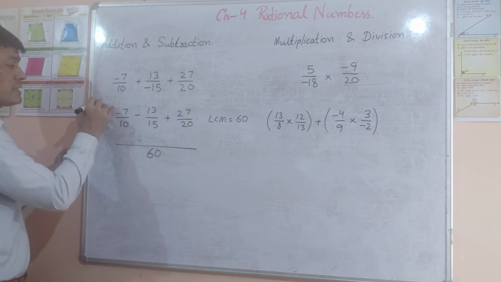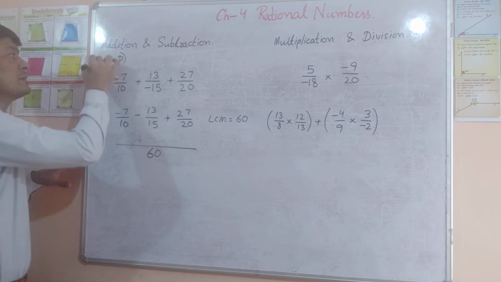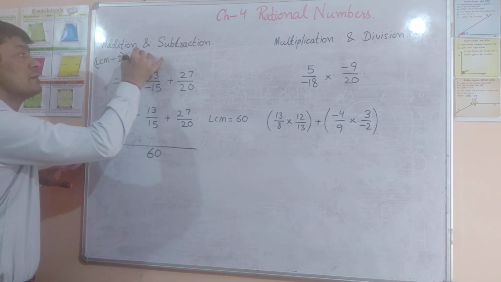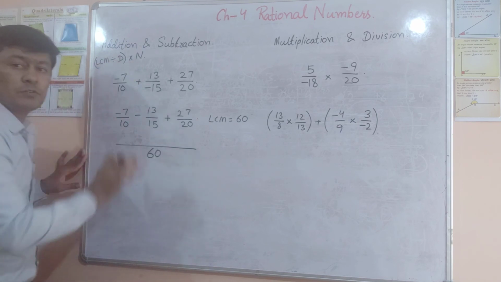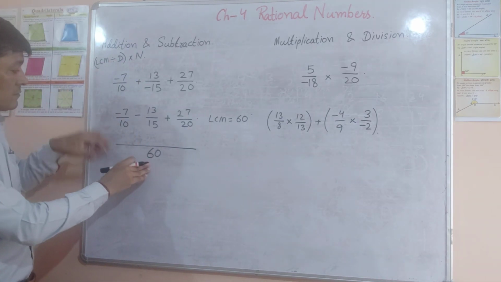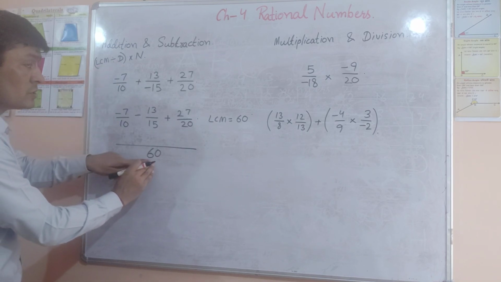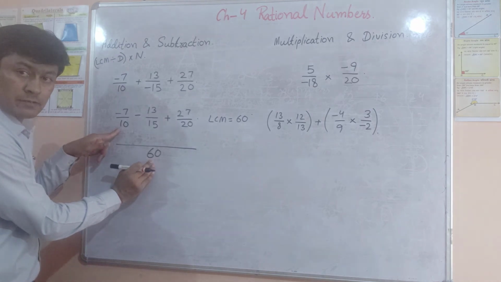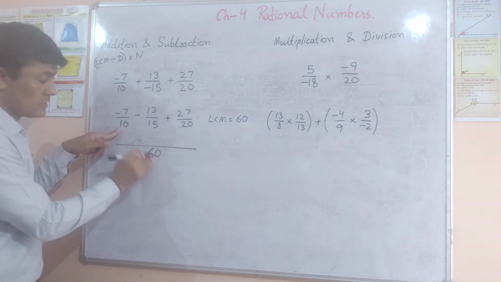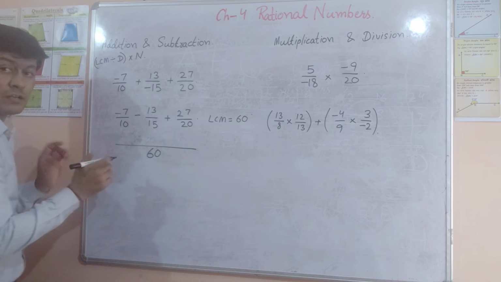Once again the same thing you have to do, LCM divided by denominator multiply by numerator. Just use this simple formula and calculate this. See, 60. First of all you have to do LCM divided by denominator. So 60 divided by 10, the answer will be 6. Now 6 will be multiplied with this numerator. So 6 sevens are 42.